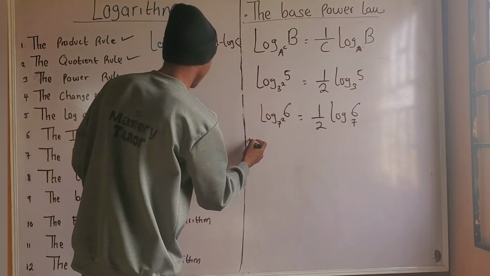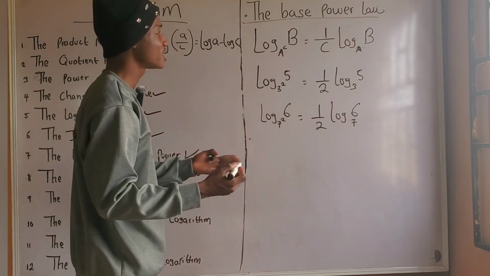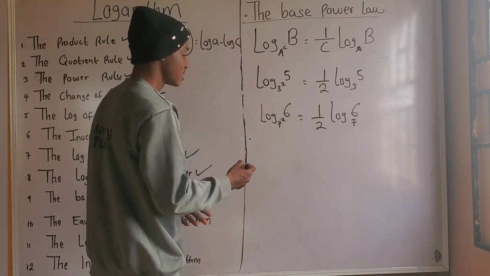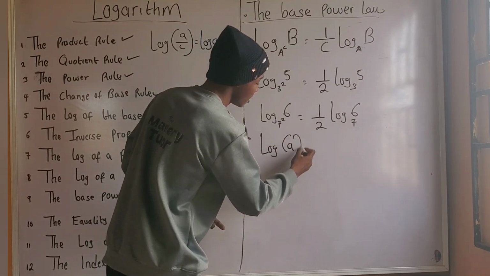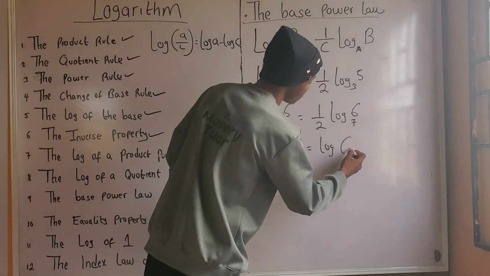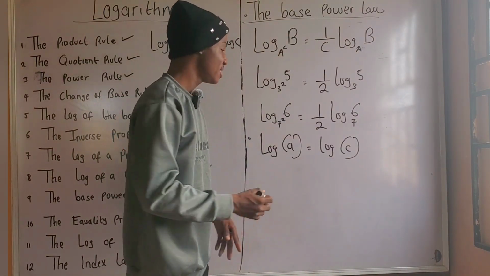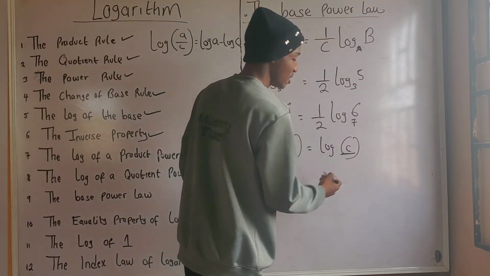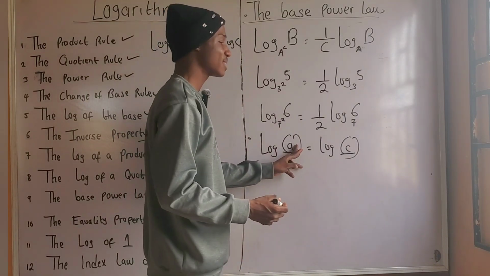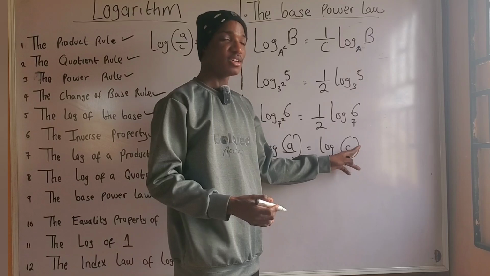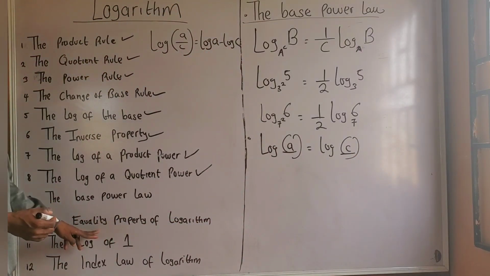Now, let's look at the next law, which is the equality properties of logarithm. When do we say two logs are equal? Let's say we have log A equals log C. Log A is only equal to log C if A is equal to C. Are you getting it? So therefore, for these properties, if A is 5, that means C must also be 5. Do you understand? This law that you see here is called the equality properties of logarithm, okay?